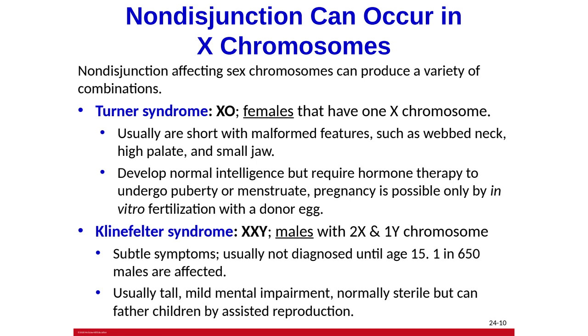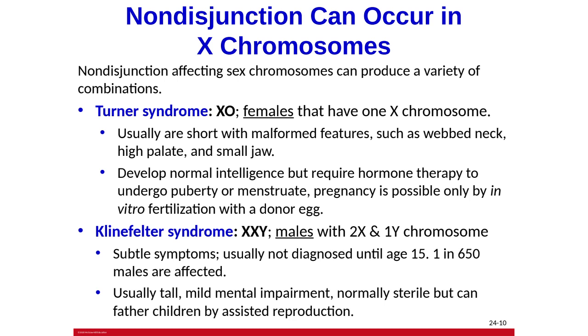Okay, so let's take a look at some non-disjunction events that can affect sex chromosomes and look at what happens. The first one up here is Turner syndrome. This is XO. The O here is written as a capital O, but you can think of it as a 0. It's a placeholder, so it means that this female just has a single X chromosome.